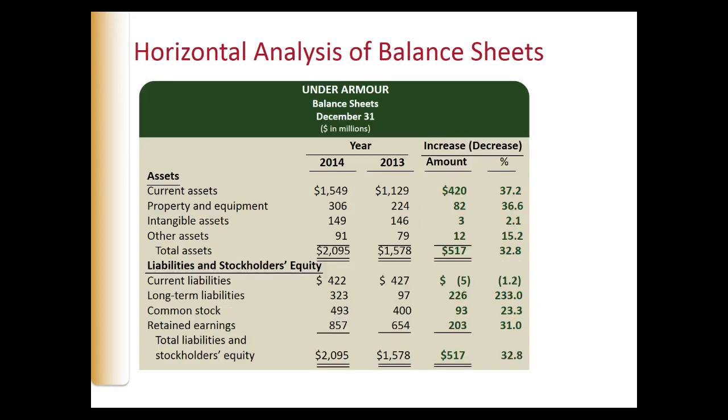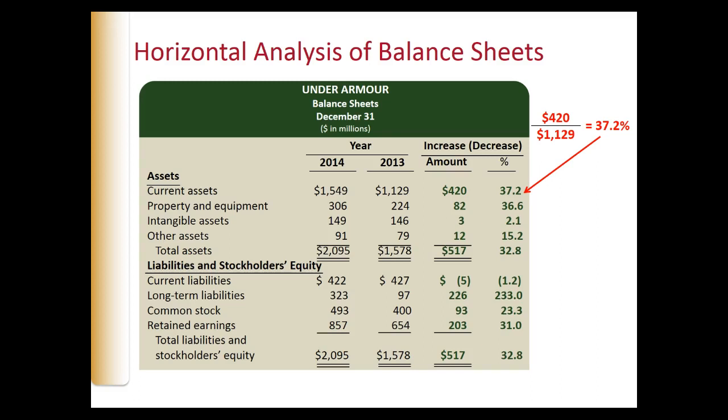Now this slide provides balance sheet information for Under Armour in 2014 and 2013 with amounts and percentage changes in the final 2 columns. So the horizontal analysis of Under Armour's balance sheet reflects its growth in operations during the year. Each of the categories increased with the exception of a slight decrease in current liabilities.